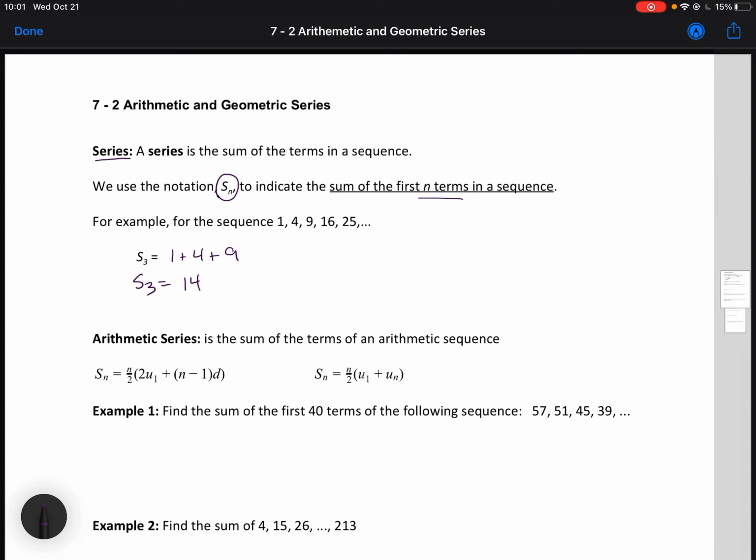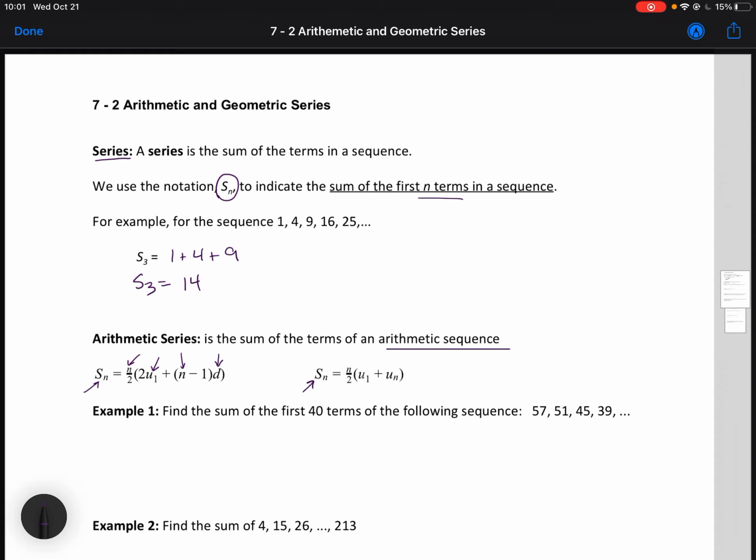An arithmetic series is the sum of the terms of an arithmetic sequence. So these are two formulas that we have here. They're also in your IB formula book. This is the sum of your nth term. This is your term number. U subscript 1 is your first term. N is the same as before, your term number. And d is the constant difference.